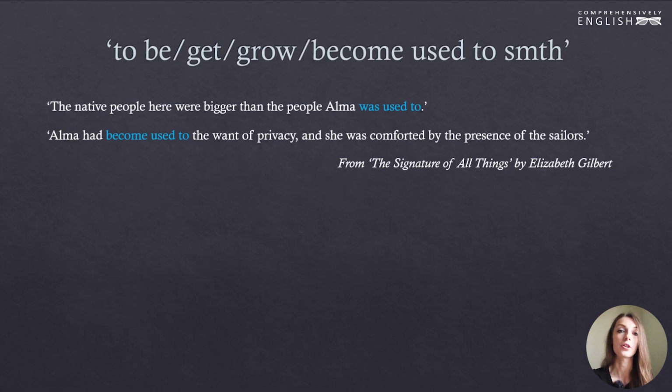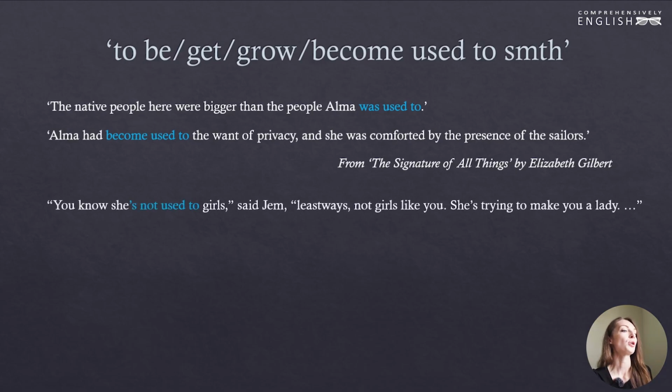Let's look at some other examples. You know, she's not used to girls, said Jem. Leastways, not girls like you. She's trying to make you a lady. That's from To Kill a Mockingbird by Harper Lee. This is an example with a negative particle not, so she is not used to girls. She's not okay with girls, and she doesn't feel comfortable with girls. Again, the state, that is what be used to expresses here.